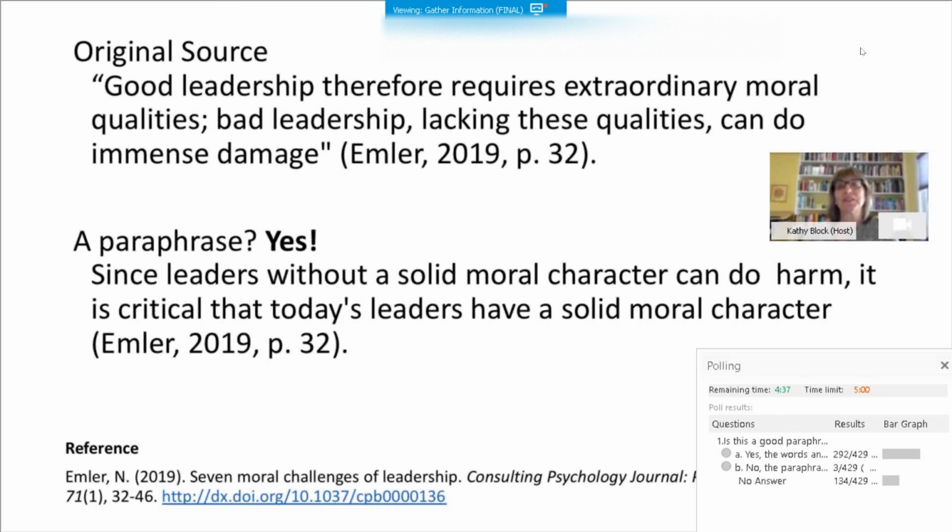in that original source. The sentence structure is different, ideas have been moved around, and the wording has been changed. So this writer, the person who wrote this paraphrase, has clearly thought about the idea and digested it and re-expressed it in their own way.